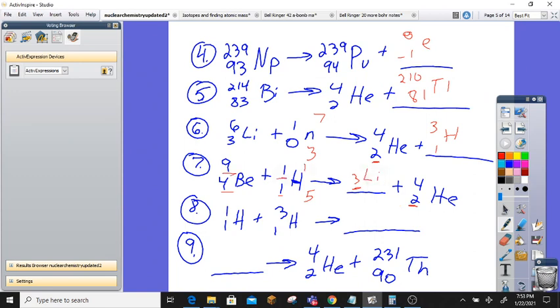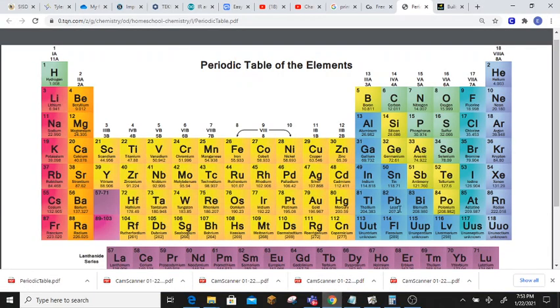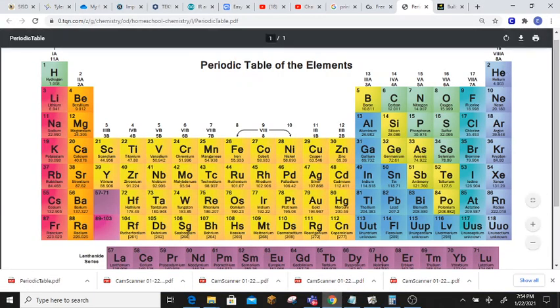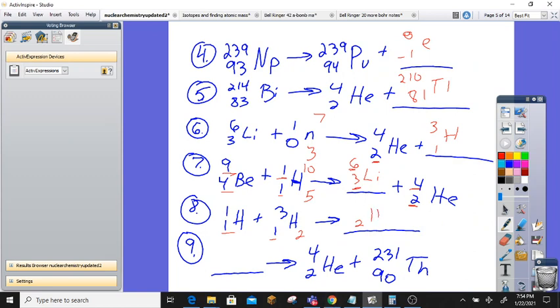9 plus 1, 10. 4 plus what is 10? 6. So this one is interesting. Do the same thing. 1 plus 1 is 2. What element is number 2? Helium. 1 plus 3 is 4.